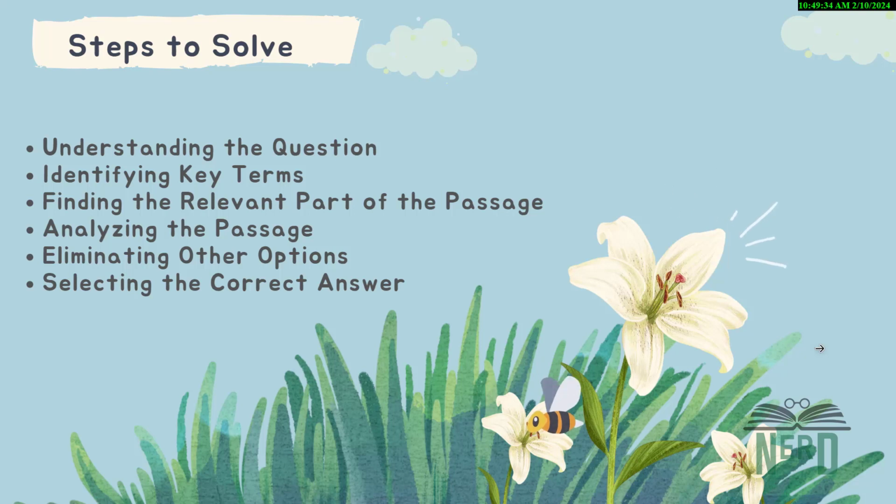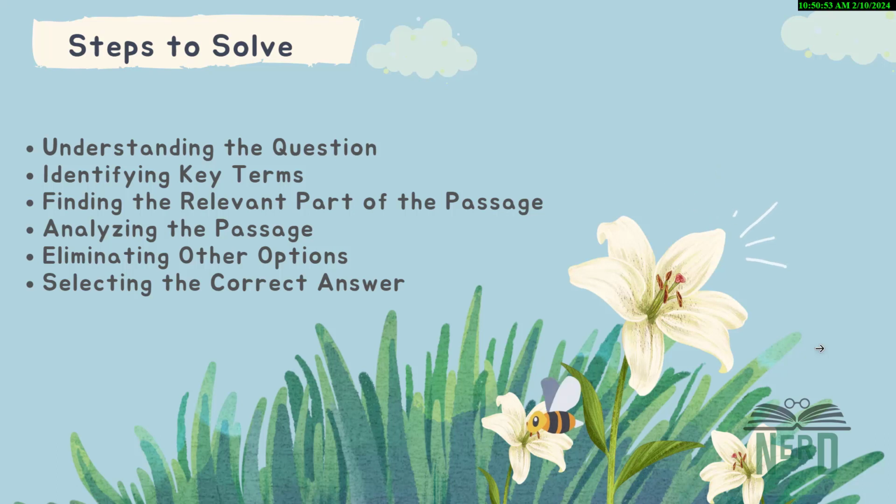Now the next step is finding the relevant part of the passage, right? So dive into the passage with your clues in hand. It's like scanning a map for the X that marks the spot, right? You're looking for the paths that match up with your clues. Then analyze the passage. Put on your detective cap and start piecing things together. What's the passage really saying? How does it tie back to your question? It's all about connecting the dots, right?